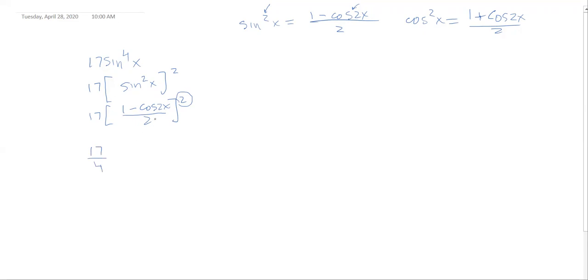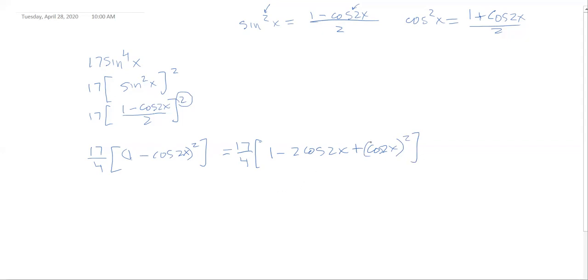You just hope for the best, and I'll write this as 17 over 4. I'll pull that 2 squared out, and then I have this thing that has to be squared. We'll write it as 1 minus 2 cosine 2x plus cosine 2x, quantity squared. So it'll look like that.